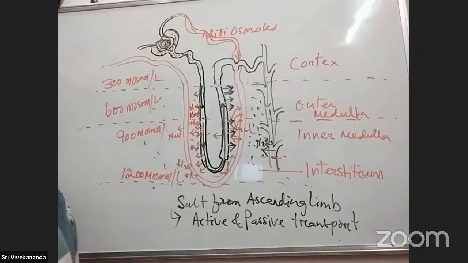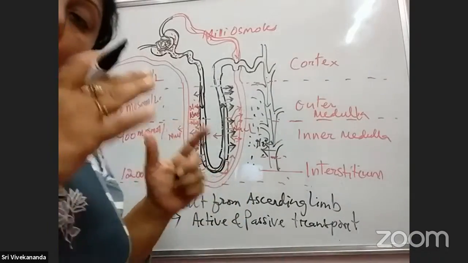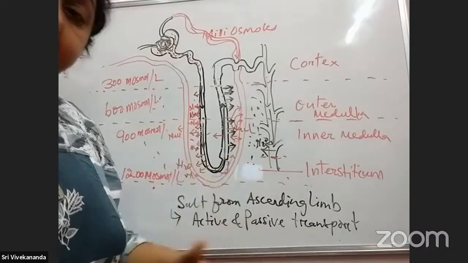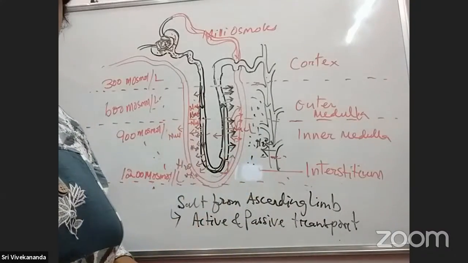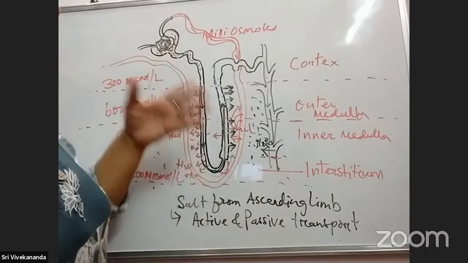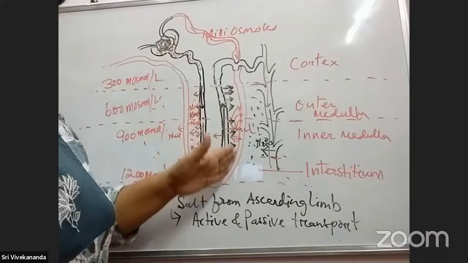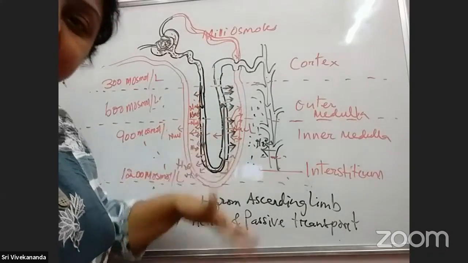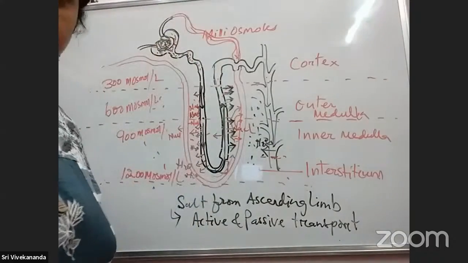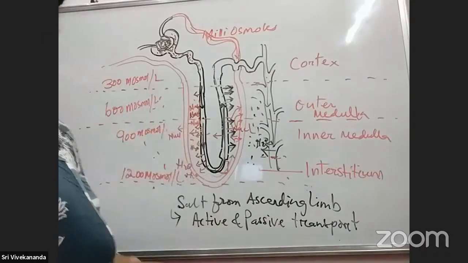Okay, active and passive transport. Now, active transport, we all know some energy will be spent and it works against the concentration gradient. Against the concentration gradient means even though there is more and more salt in the interstitium surrounding the tissue, still ATP will be used and some more salt can be thrown out of the ascending limb. That is called active transport.